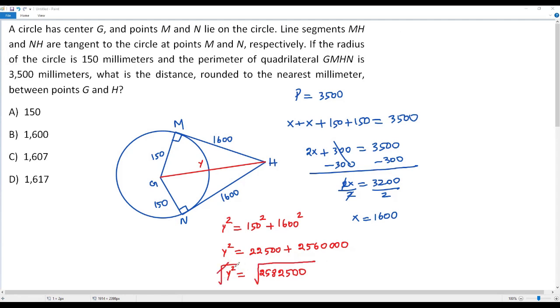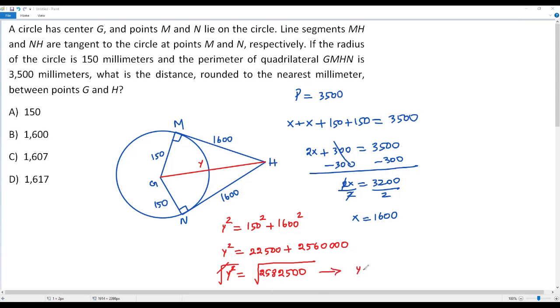Here the square root and the square will cancel out. When I take the square root on both sides of an equation, one of the square roots will cancel out, and for the other square root, we have to consider a positive or negative sign. But here on the left side we have y, which gives the length of the line segment GH. The length of a line segment can never be negative, so we don't have to consider the positive or negative sign for this square root. We can consider only the positive sign.